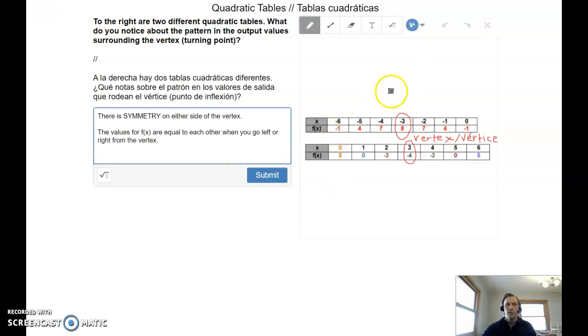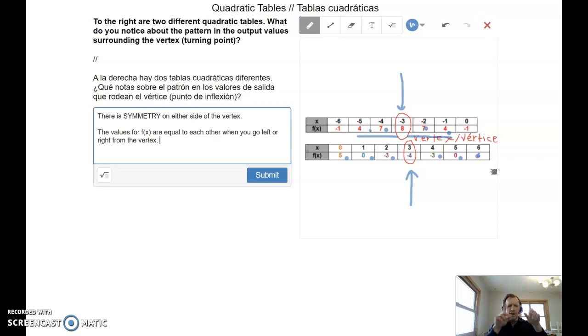All right, so what did you notice about these quadratic tables? If you look at these 2 points that are our vertex, see as you go this way from the vertex or this way from the vertex, you get the same values, 7, 7, 4, 4, negative 1, negative 1. There's symmetry on either side of the vertex. Similar to this bottom one, negative 3, negative 4 is our vertex, and you can see we have negative 3, 0, 0, 5, 5. And so you get symmetry on the vertex.